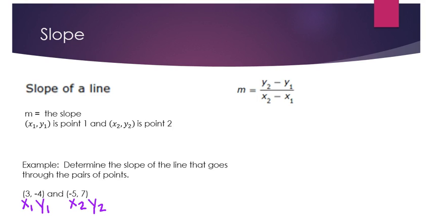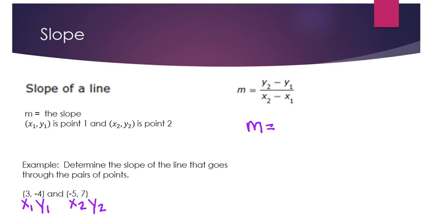It doesn't matter which one you label point 1 or point 2, just so long as you keep the ordered pair together. So if 3 is going to be x1, then negative 4 has to be y1 because they're in that ordered pair together. Okay? So then we just plug our values in.